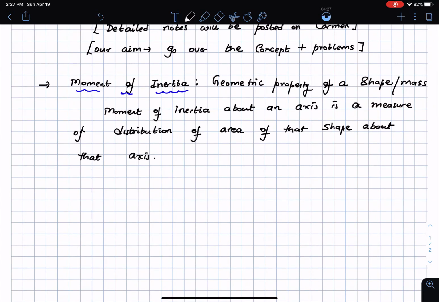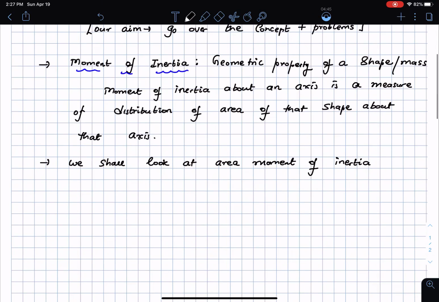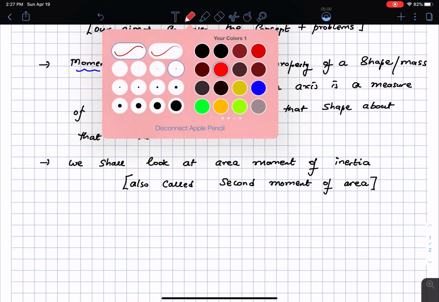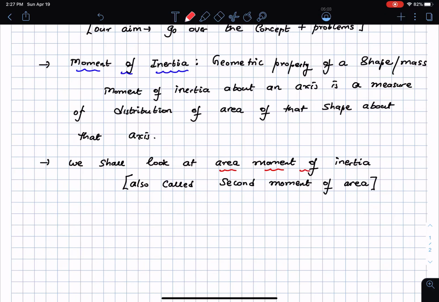Okay, so our aim in statics is to look at the area moment of inertia, and the area moment of inertia is also called the second moment of area. So we shall be looking at the area moment of inertia, and the other name for this is the second moment of area, depending on the type of people that you will meet. One will call it the area moment of inertia, some of them will call it the second moment of area. All right, so this is the basic idea.